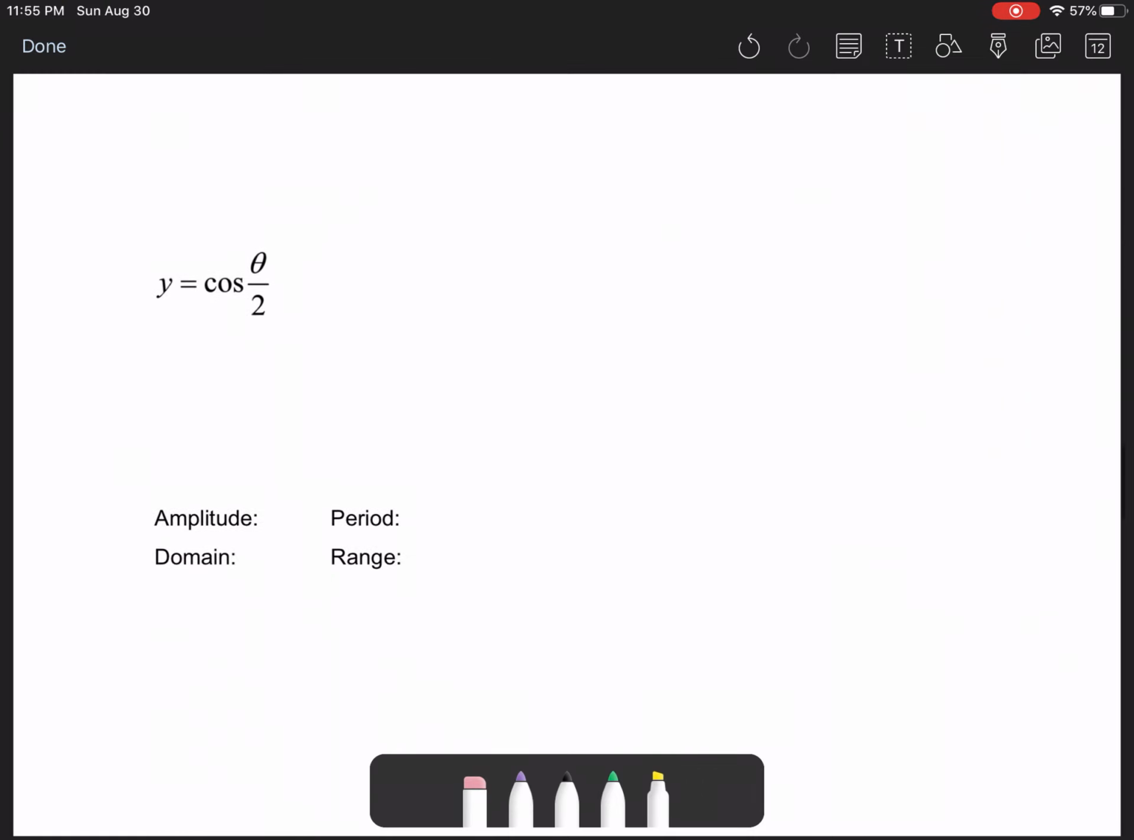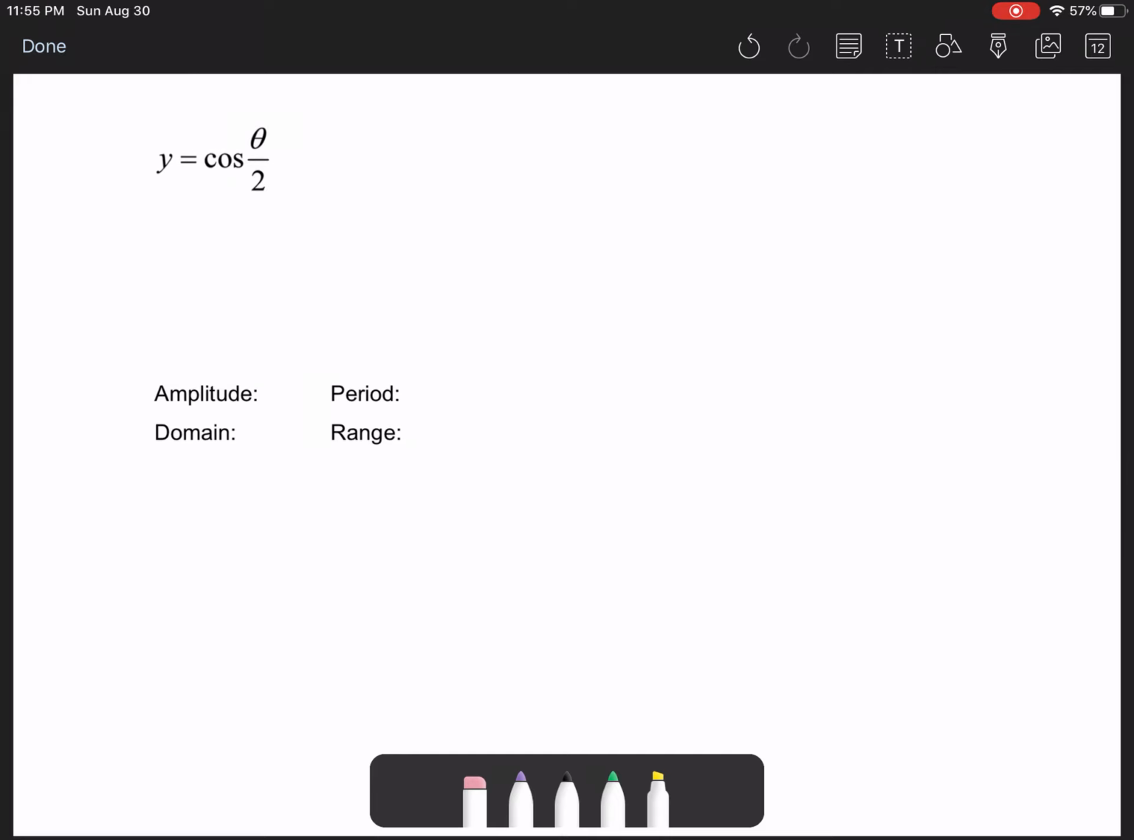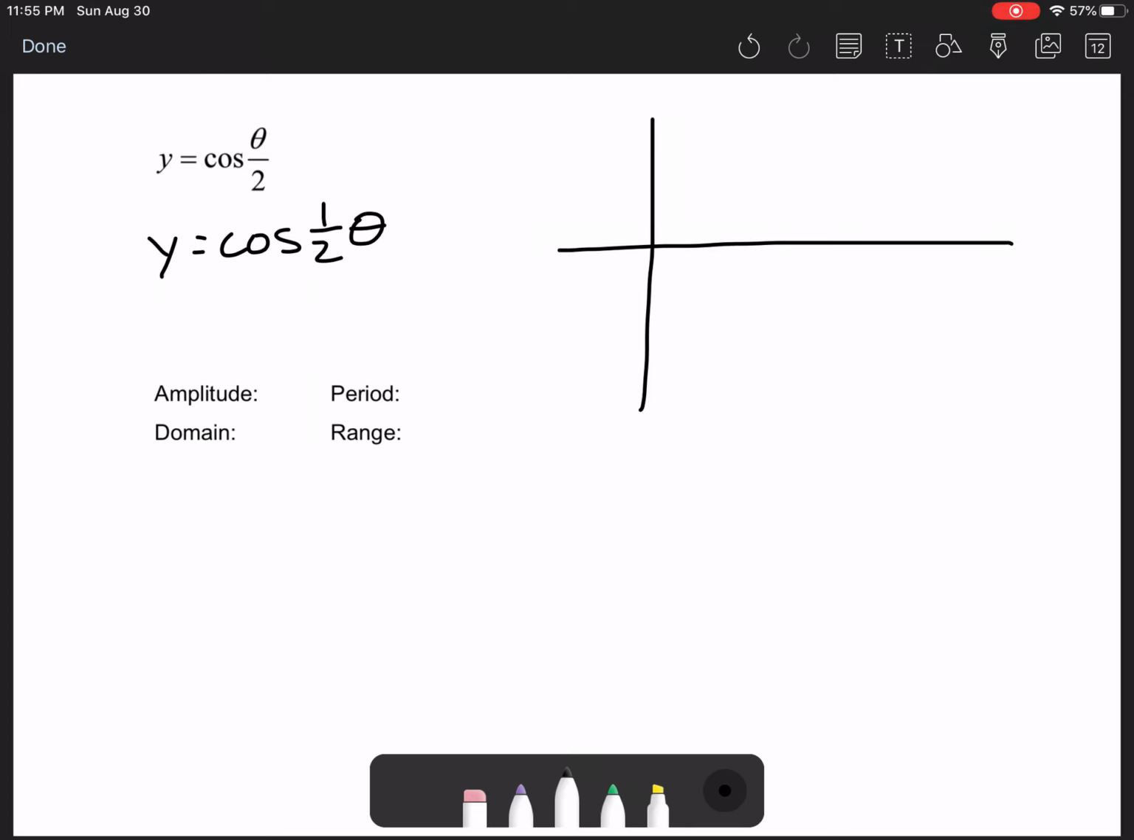Okay. Let's look at this one. Y equals cosine of theta over 2. Another way to write this would be y equals the cosine of 1/2 theta. So if that helps you, we'll look at that. Okay, so we'll do this one in degrees as well, just so we're doing some different stuff. Or actually, we'll do this one with radians. So normal period is 2 pi. We're going to divide it by b. b, that's this number here, is 1/2. Well, you divide by 1/2 is the same as multiplying by 2, and so we get 4 pi.